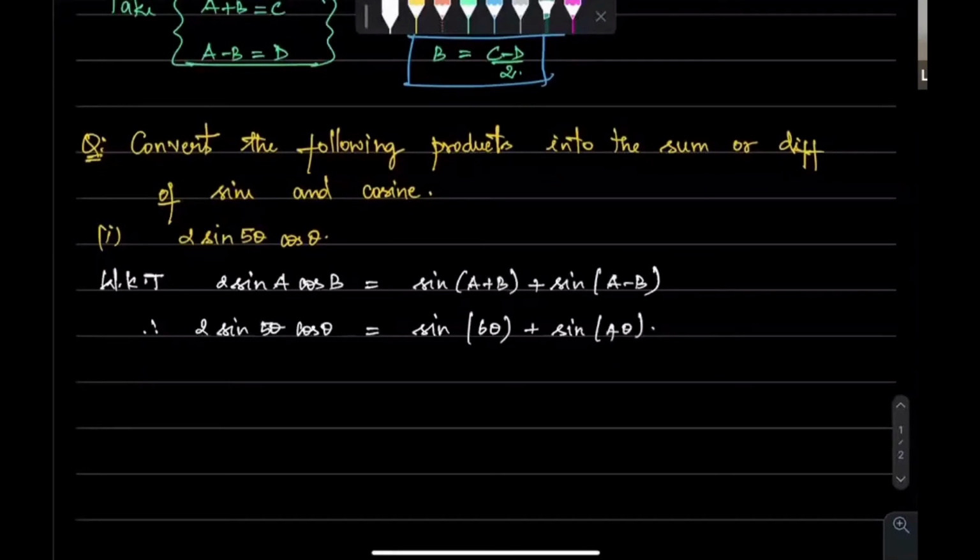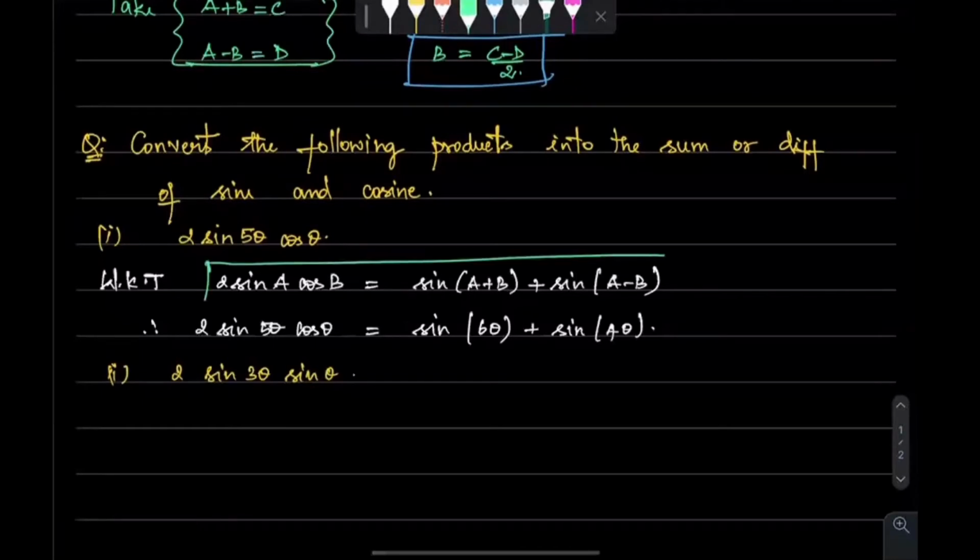Okay, so this is simple only, right? You know how to convert it, and you can do this kind of conversion easily. Suppose I give you 2 sin 3 theta sin theta. What's the answer? Tell me. Which result will you use here? If both are sine, which result will you use? Sir, 2 sin A sin B.